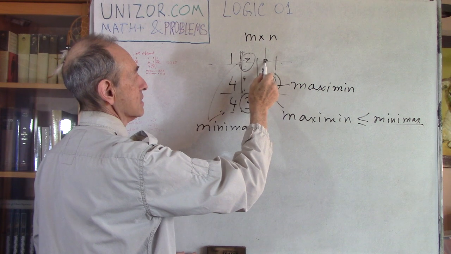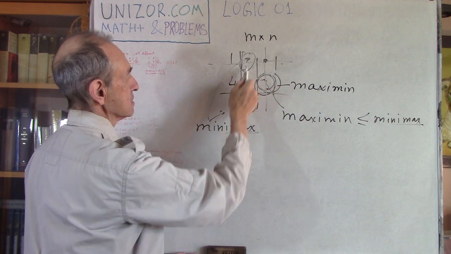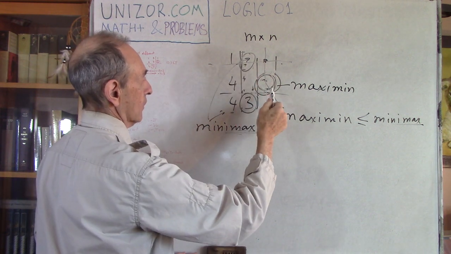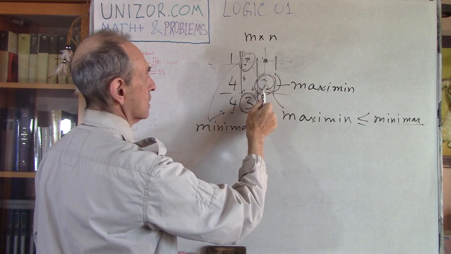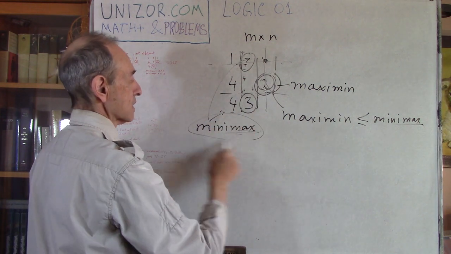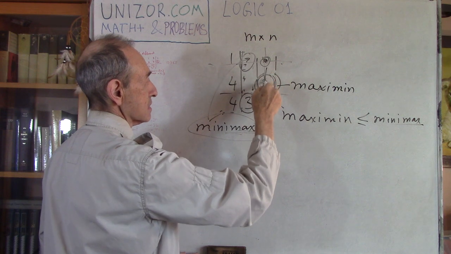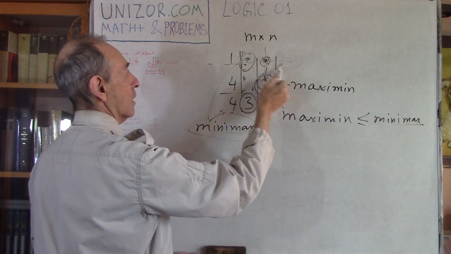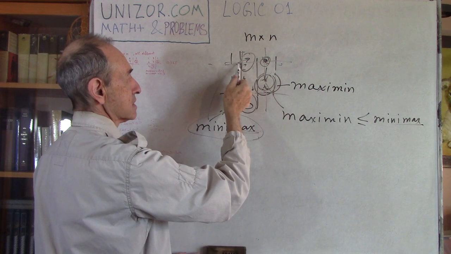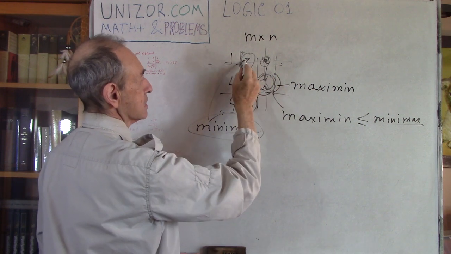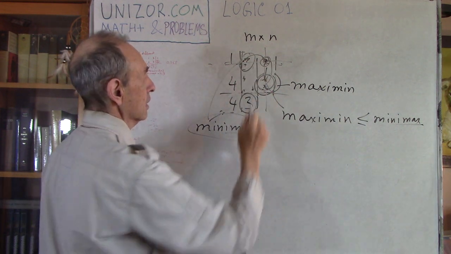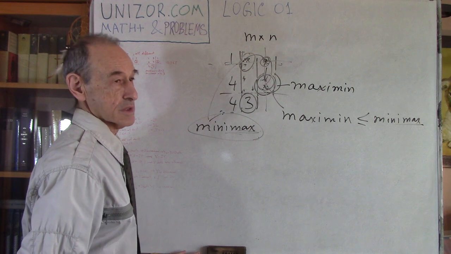Okay, now let's think about this particular number. If this is minimax, it's the maximum among this column. In the column we always choose for the minimax the maximum, so this one is greater than this one. Then let's talk about the row. In the row, we always choose the minimum for the maximin, so this one is greater than this one. So this is greater than this, this is greater than this. And that's why this is greater or equal to this one.